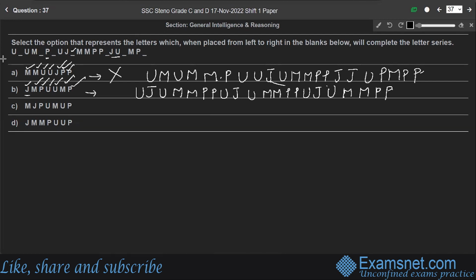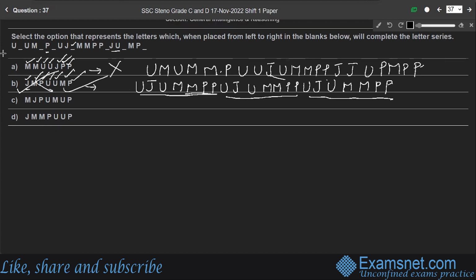Let us check. UJUMMPP, and again we have UJUMMPP, and again UJUMMPP, right? Therefore, if we fill the given blanks with the second set of letters, option B, it follows a pattern like a letter series. Therefore, option B is the right answer.